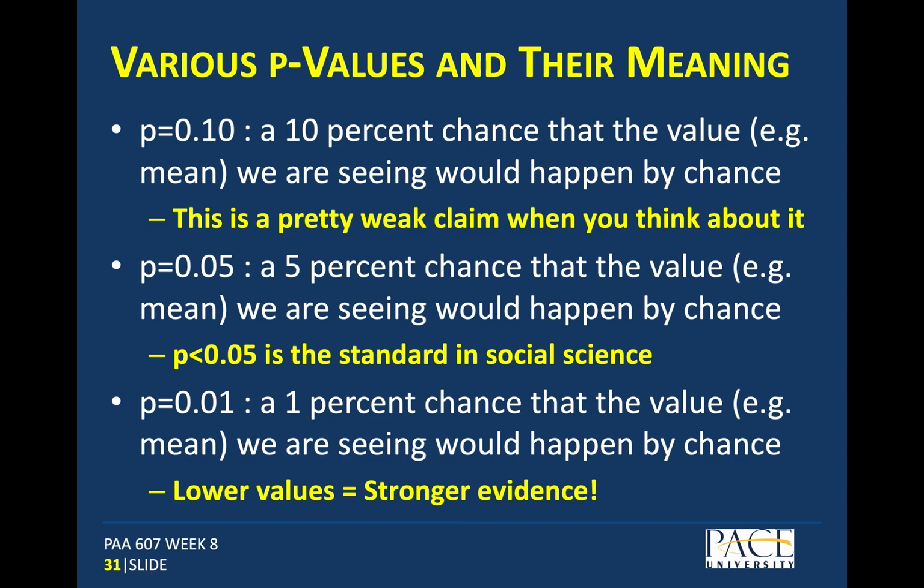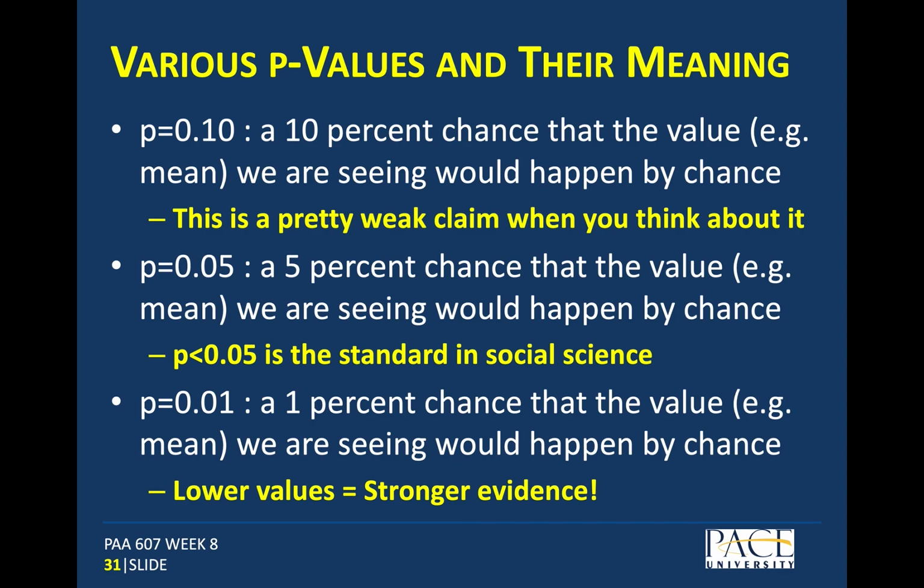And we can interpret various p-values in the same kind of manner that we did with p equals 0.05. So, for example, if we have a p-value of 0.1, that would mean there's a 10% chance that the value we are seeing, for example, a mean SAT score, would happen by chance. That's a pretty weak claim when you think about it, if you're saying there's a 10% chance that your claim is just by random chance. So that's why we don't want to use p-values that high as a threshold for significance.